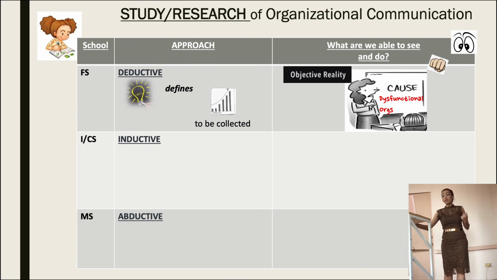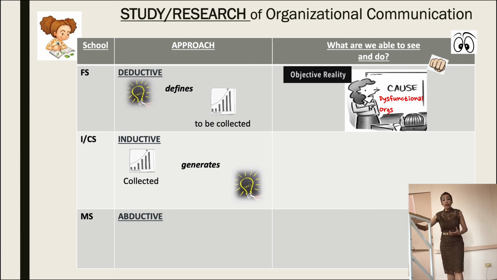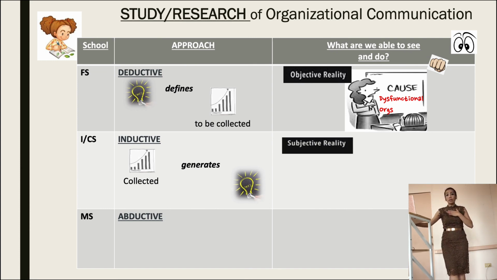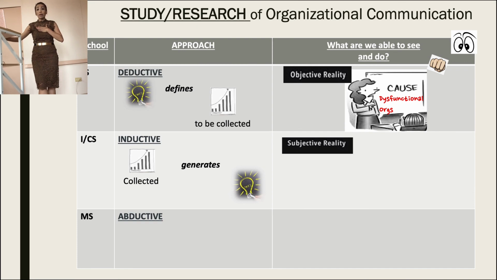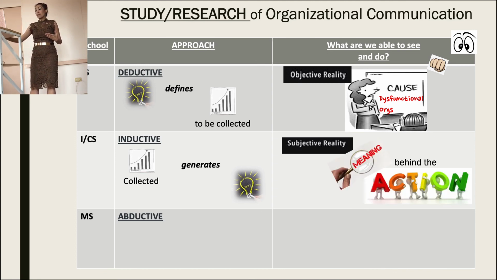For the interpretive critical school, on the other hand, we have the inductive approach. How is it different from the deductive approach? With the inductive approach, you have your data without any theory. And based on that data, you now generate the theory. That is called a subjective reality because I, as the researcher, have my interpretation of what the data means. There's this movie with a line that says, it's all about the interpretation, which is correct, because a different researcher may have a different interpretation of my data. So it's all about the meanings behind the action.